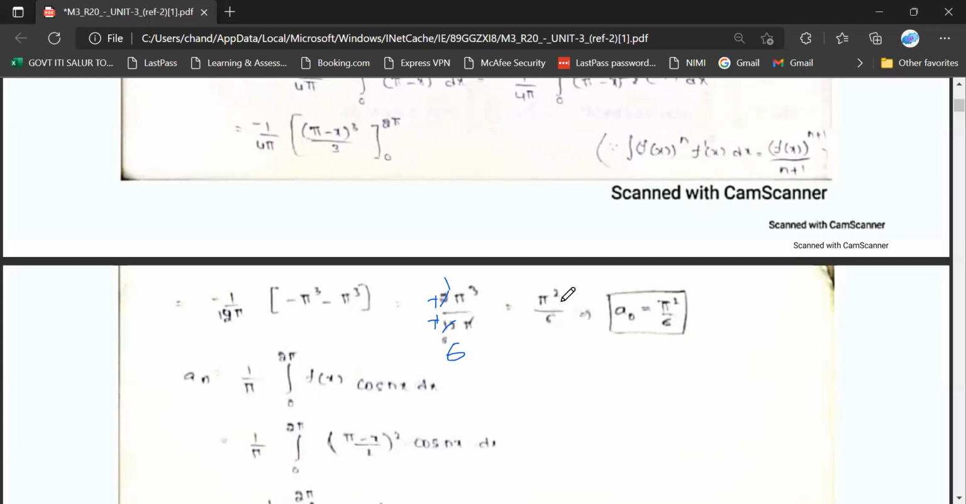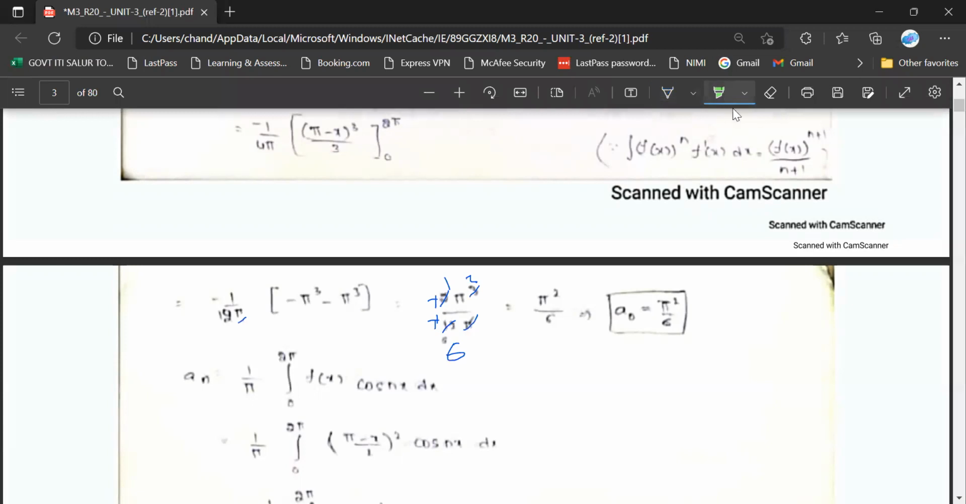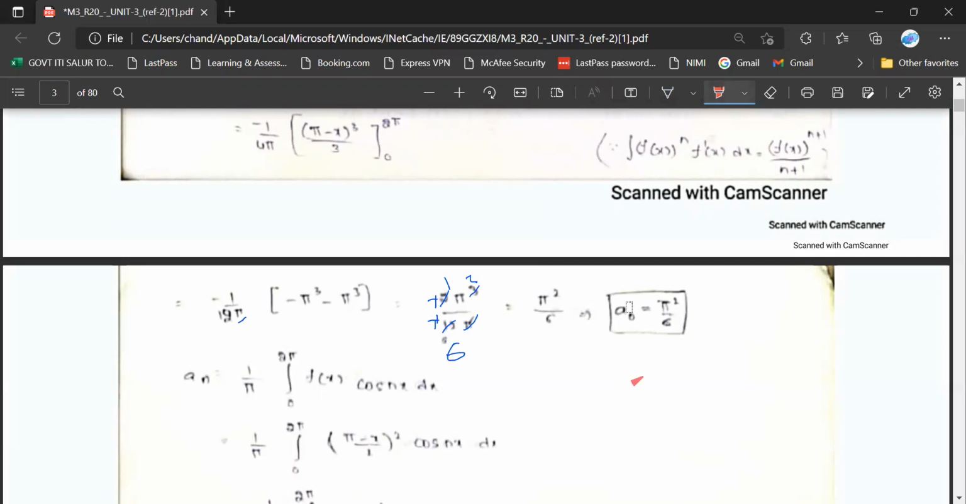So here we also have the pi value. So pi gets cancelled with the cube, and it gives the square. So we get pi square by 6. So our answer is A naught is equal to pi square plus 6. Pi square plus 6 is our A naught.